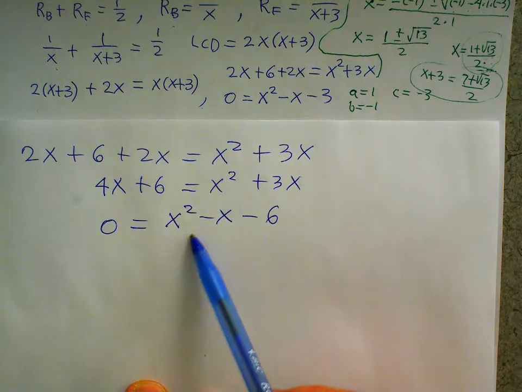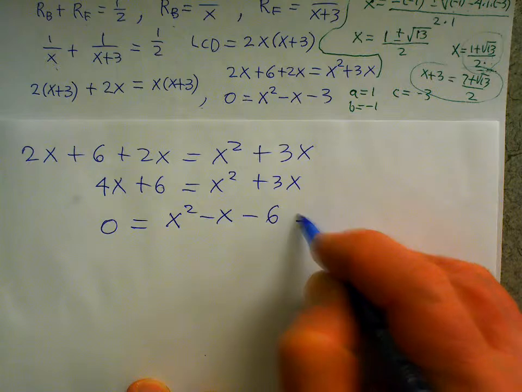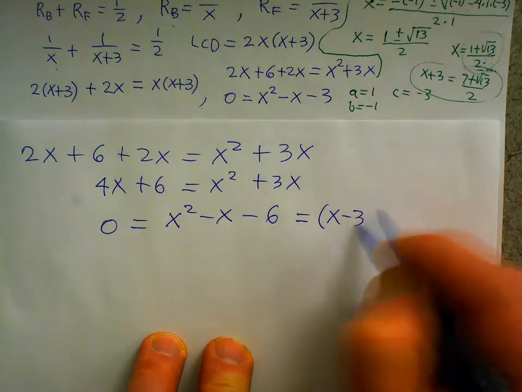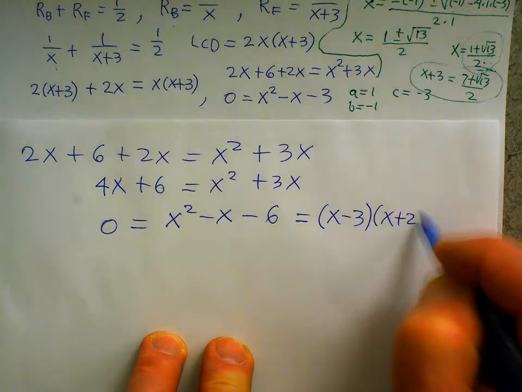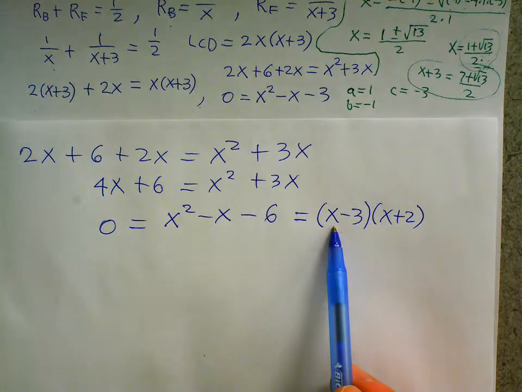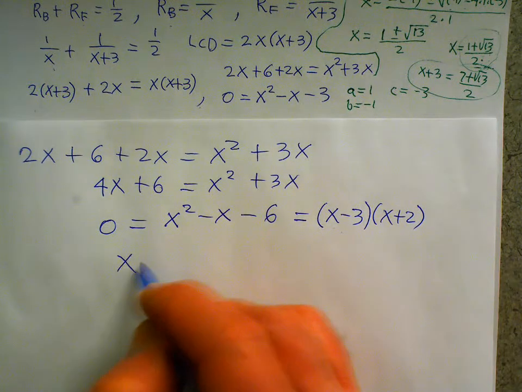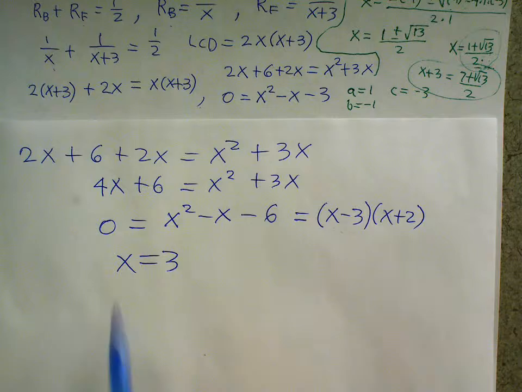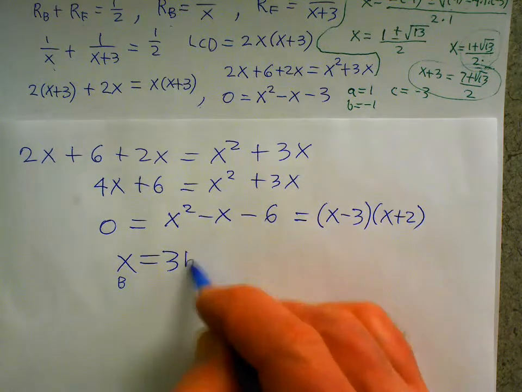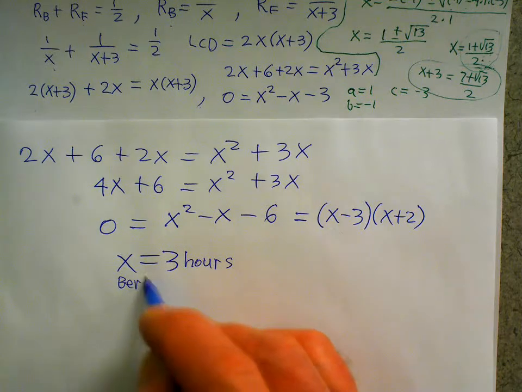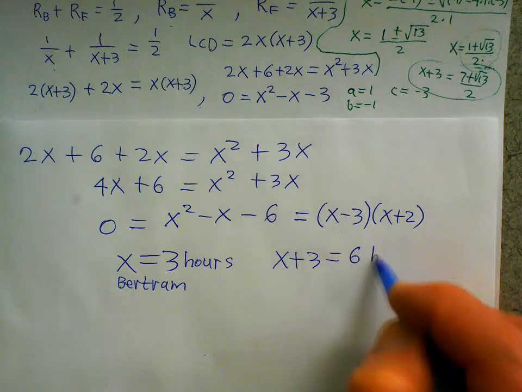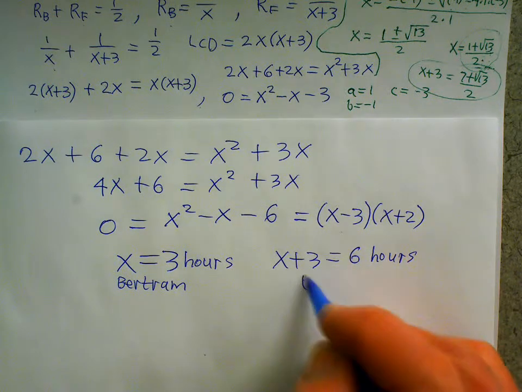We can solve this one by factoring. The two factors are x minus 3 and x plus 2. And the only solution that makes sense is the positive one. So x equals 3, that's Bertram's time. So 3 hours for Bertram. And x plus 3 is 6 hours for Florence.